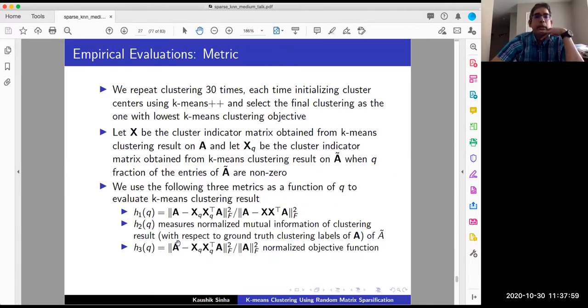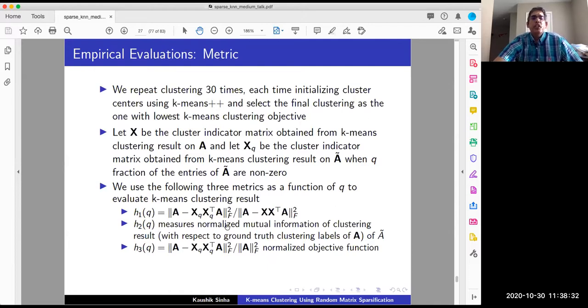And these are the 3 different empirical quantities that we are trying to compare. One is H1 of Q, which is basically the ratio of these 2 quantities. The numerator corresponds to, if you remember the alternate formulation of k-means clustering, the objective function that we get for the sparsified matrix. And at the bottom we have the k-means objective function that we get for the original data matrix. The idea is that we'd like to have it very, very close to 1. The closer to 1 it is, the better.